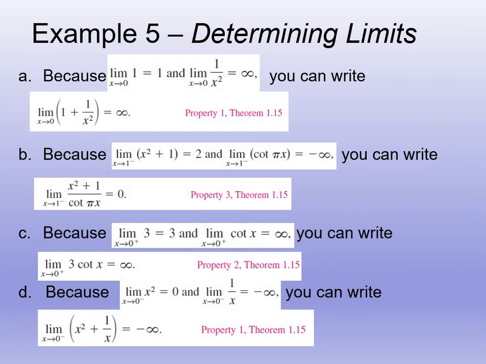So now we have 0 plus negative infinity. So now the limit of x squared plus 1 over x as x approaches 0 from the left goes to negative infinity. So we're substituting in those two values that we just found.